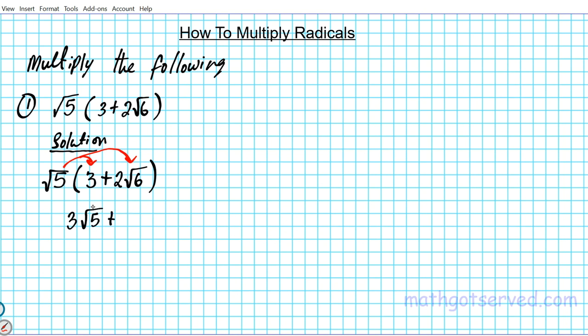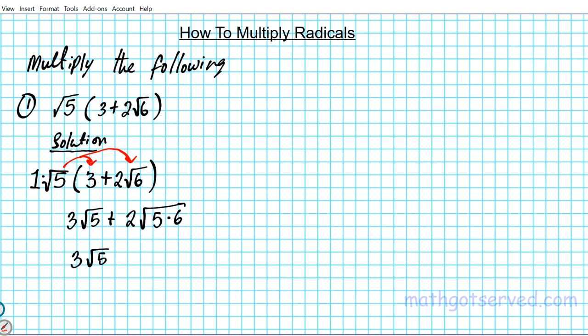In this case right here, we're going to have 2. Imagine that there's a 1 right here as a coefficient. What is 1 times 2? It's 2, right? And then what do you do with the radicals? If you remember what we talked about in the formula, if the indices are the same, you multiply the radicands. So it's 5 times 6, and that gives us root 30.